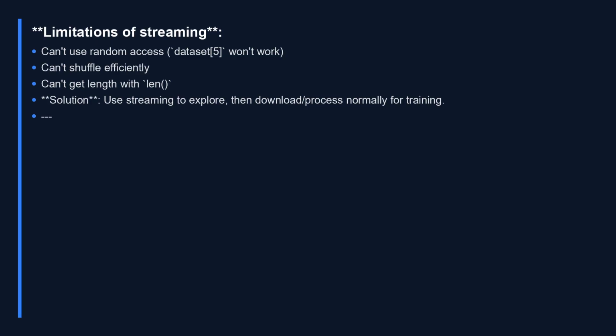3 important limitations of streaming datasets. Random access by index, dataset[i], does not work; you can only iterate forward. Shuffling is limited to a buffer-based approximation rather than a true global shuffle. And len returns nothing because the total size may not be known until the stream is exhausted. The practical workflow: use streaming to explore and sample from large datasets, then download and process normally once you know exactly what subset you need for training.